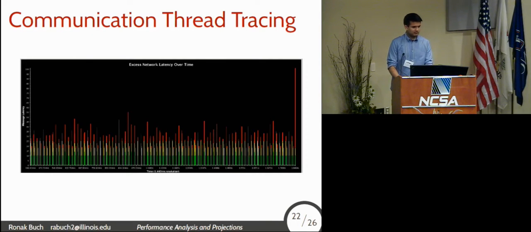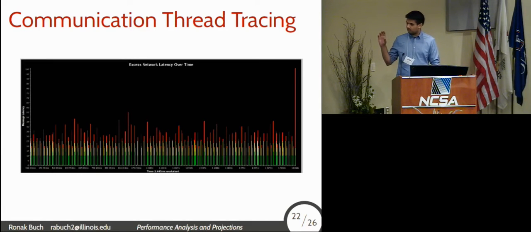So we have a few different tools to use the data that we've collected. Essentially, what we've done is figured out the metric of excess network latency. Unfortunately, this graph is very hard to read, but I'll tell you about what it's actually trying to display.